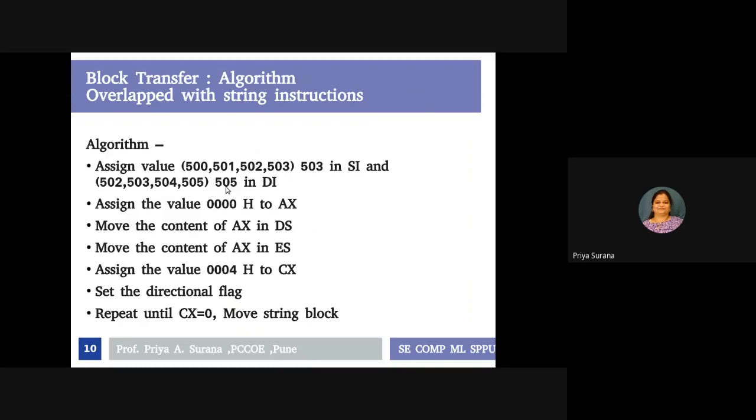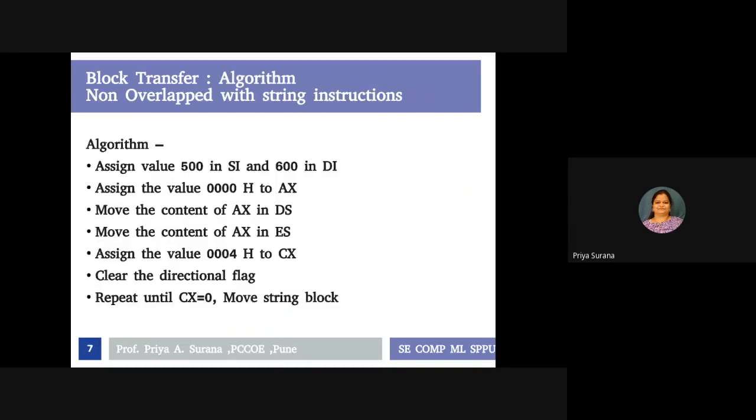DI pointer will point to the last location of the destination. This overlap block transfer will be done in reverse order, not from starting to end. It will start from the end location of the source to the end location of the destination. You can hand run and check: if we start from the starting location of the source and the starting location of the destination, it will not work properly. For that purpose you can check things and hand run things.